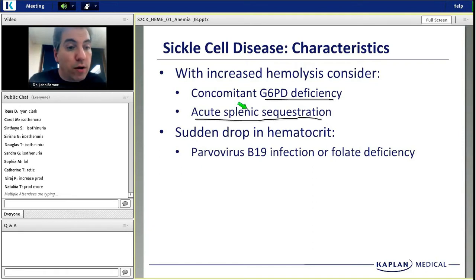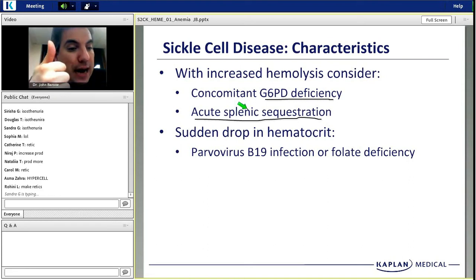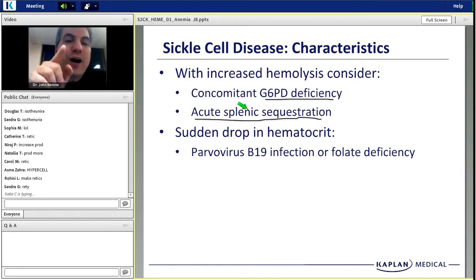Bone marrow's normal. It's going to make more. So I want you to remember, this is a normocytic anemia with a high retic count. Excellent. High retic count. So watch this.